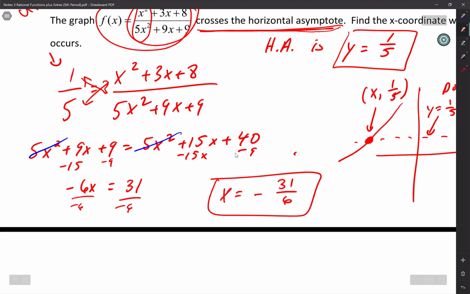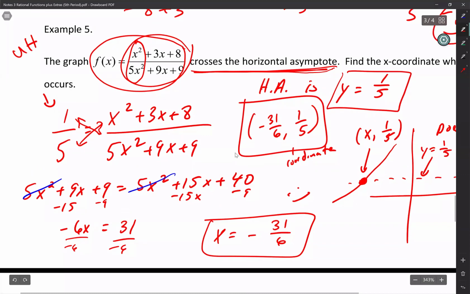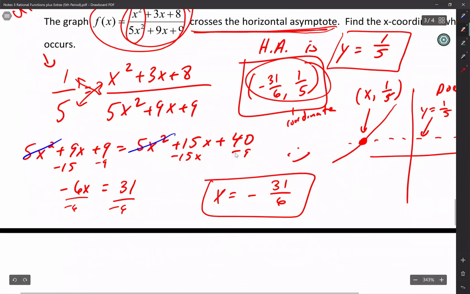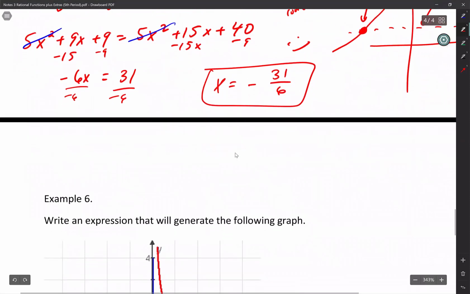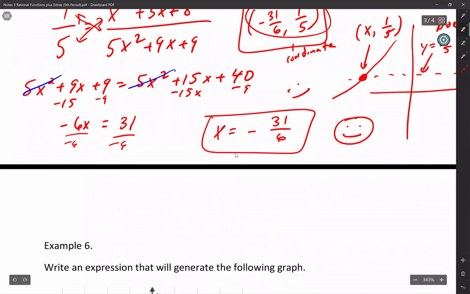We did it, guys. If they wanted to know the coordinate, it is at negative 31 over 6, comma, 1/5. That's the coordinate. If you go to Desmos and you type this in, and you type in y equals 1/5, you will get this point. Maybe I should have had that prepared. Maybe if we have extra time, we'll do it, guys. All right, another happy face. Let's keep going.